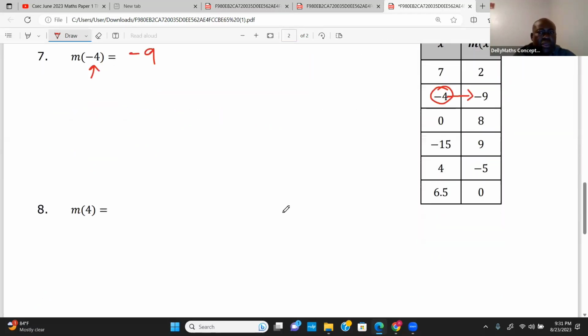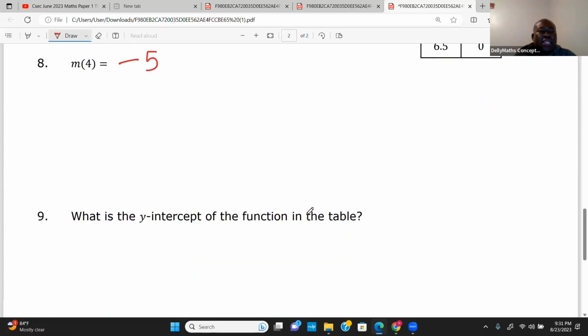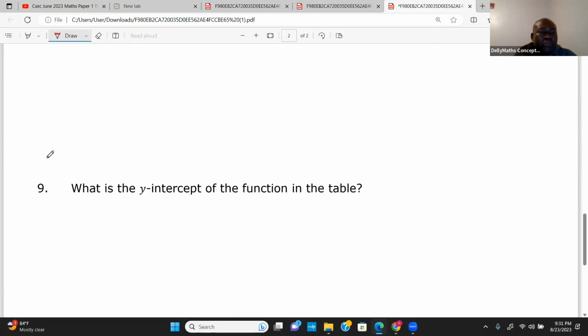Let's go further. We want to look at m of 4. This is 4. Let's look at the value that it actually picks up, negative 5. So m of 4 produces negative 5. Let's look at number 9. What is the y-intercept of the function in the table?